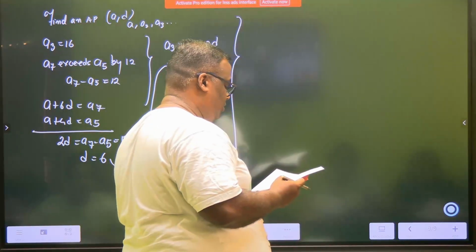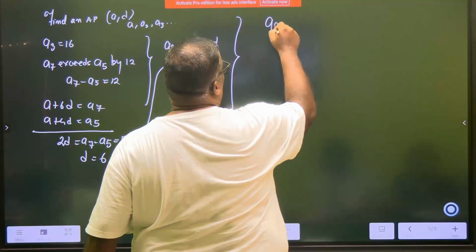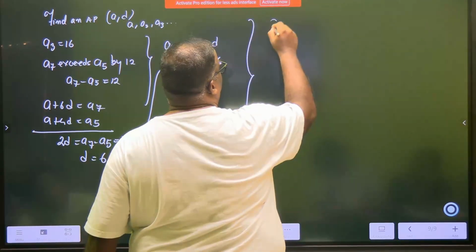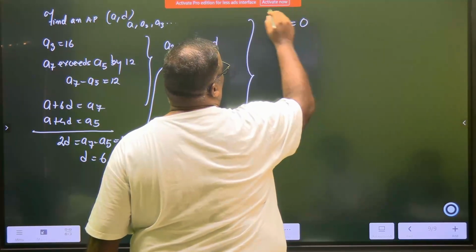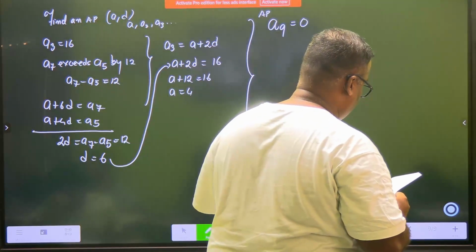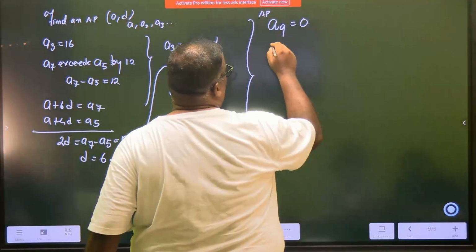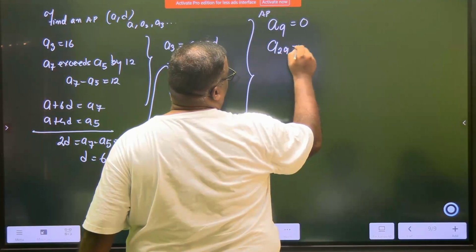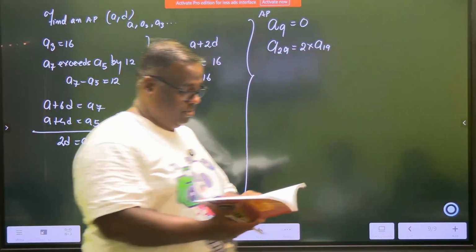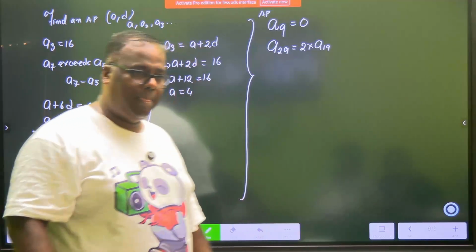The ninth term of an AP. Okay, do this. The ninth term of an AP is equal to 0. My A looks like a 9. The ninth term of an AP is 0. Agreed? Show that the 29th term is double the 19th term. These are interesting problems. Show that the 29th term is double the 19th term. Chale? Okay.